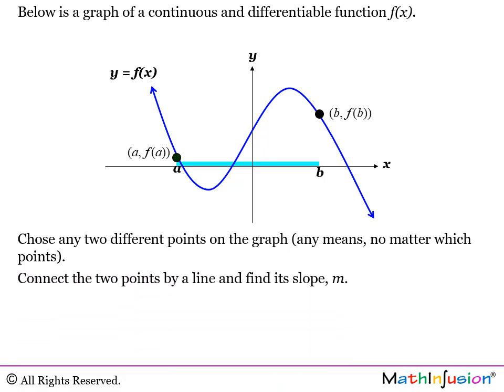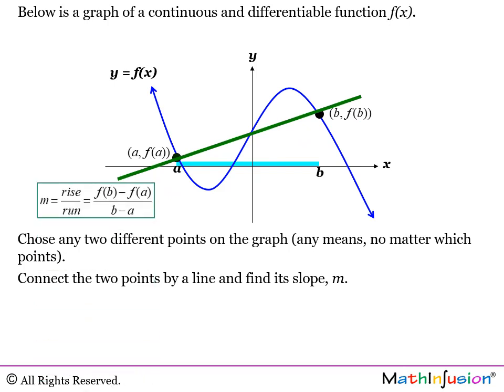Now I'm going to connect the two points by a line and find the slope of this line and call it m. What is m? m is the rise over run. The rise is the difference of the y's, so it's f(b) minus f(a), over the run, which is b minus a.